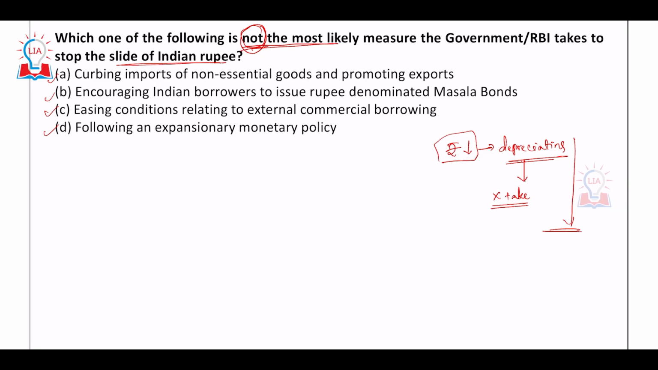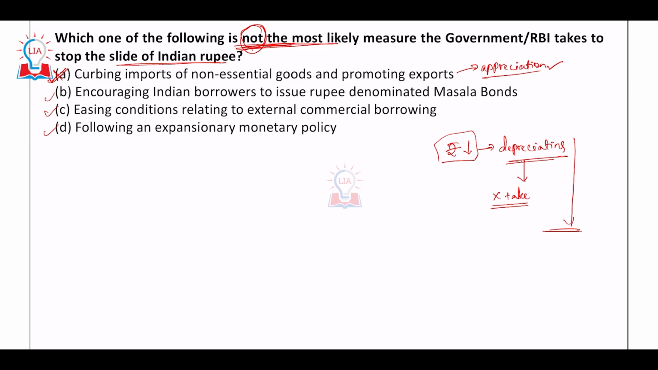Okay. Curbing imports of non-essential goods and promoting exports. What would this lead to? This would actually lead to appreciation of your currency, right? So this is what the RBI or the government would do. So this cannot be the option. Why? Because the question is saying not the most likely.